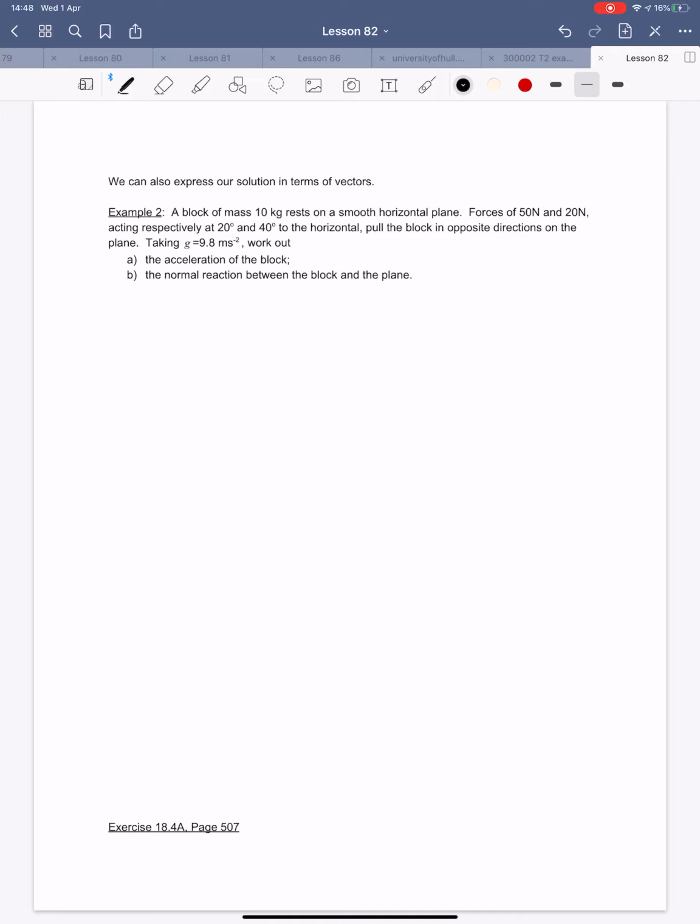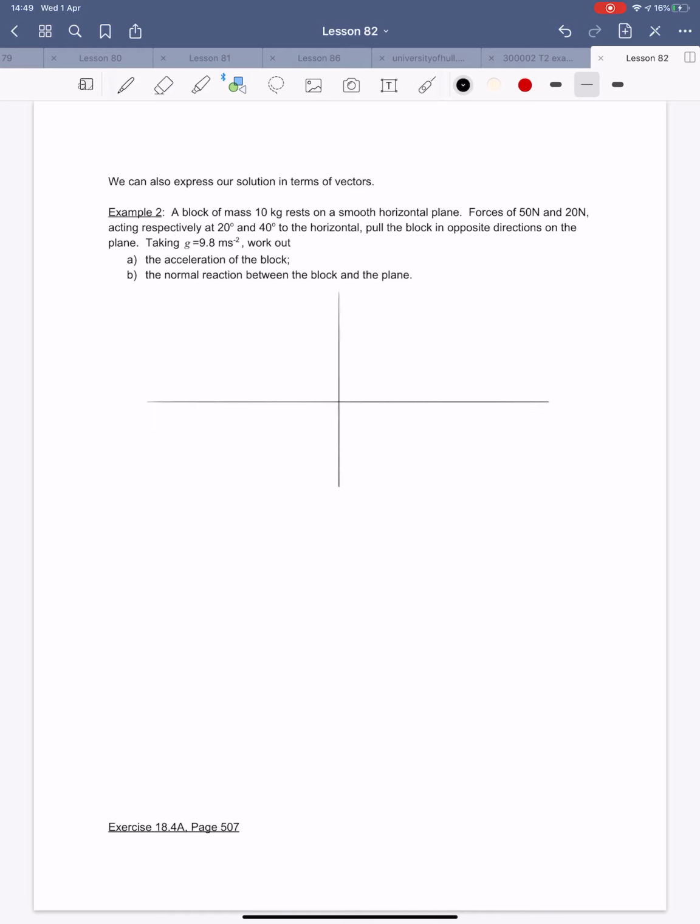We have a block of mass 10 that rests on a smooth horizontal plane. Forces of 50 newtons and 20 newtons acting at 20 degrees and 40 degrees to the horizontal pull the block in opposite directions on the plane. Taking g as 9.8 metres per second squared, work out the acceleration of the block and the normal reaction between the block and the plane.